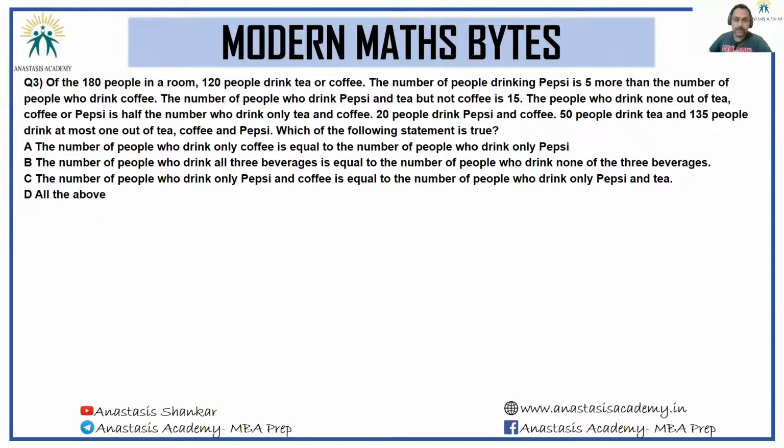Of the 180 people in a room, 120 drink tea or coffee. The number of people drinking Pepsi is 5 more than the number of people who drink coffee. The number of people who drink Pepsi and tea but not coffee is 50. Lots of information given. Let me just record it in a Venn diagram.